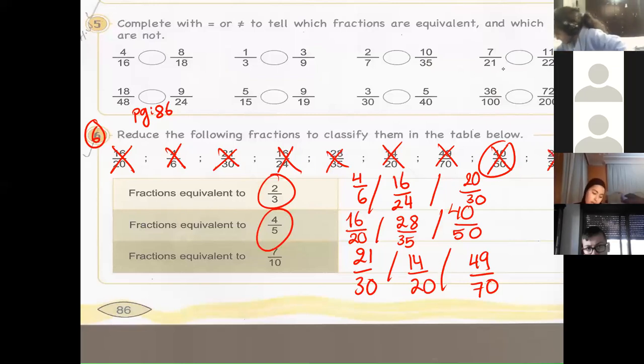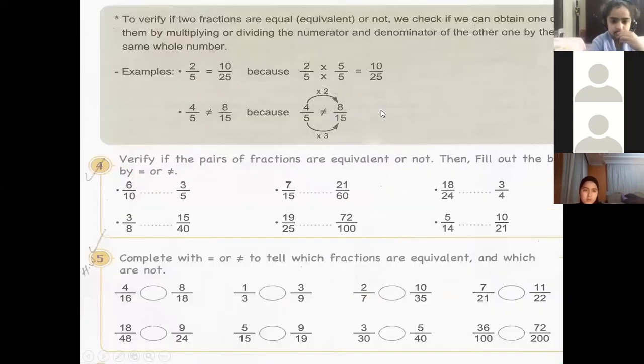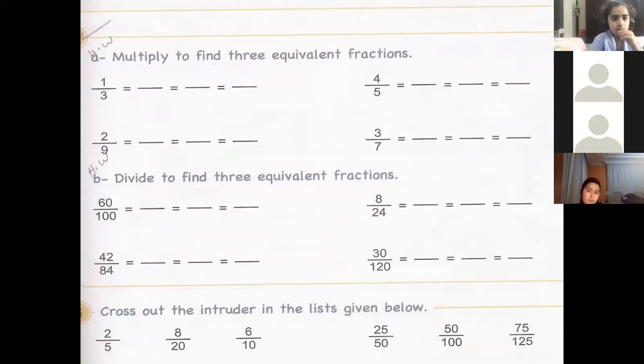We started checking which fractions are equivalent to 2 over 3, 4 over 5, 7 over 10. You have to study the multiplication table well, okay? If you have a mistake in the multiplication table, then everything will be wrong. Okay. Can I erase exercise 6? Yes. Okay. Let's correct now our homework. Exercise 2, the last questions in parts A and B.